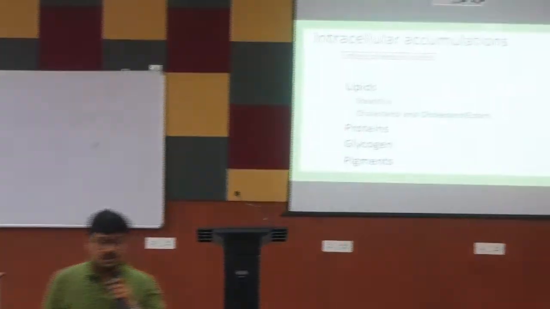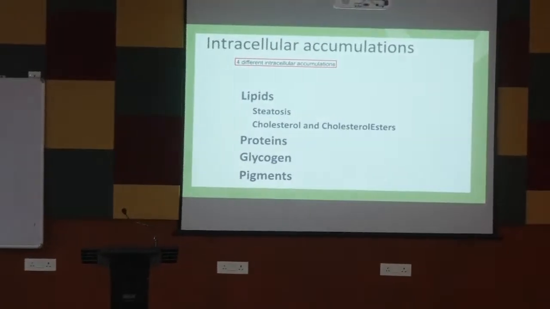The most common is lipids, accumulation of intracellular lipid. That is the most common scenario in our everyday practice. Okay. The accumulation of lipid is known as steatosis. Okay. And it occurs in various organs. Steatosis is accumulation of fat, accumulation of cholesterol and cholesterol ester. Accumulation of protein and glycogen are also present, but in lesser preponderance, and accumulation of pigment is also less common than accumulation of fat. So, accumulation of fat or cholesterol ester is the most common intracellular accumulation derived from normal cell metabolism.